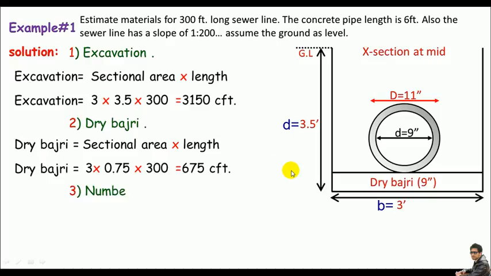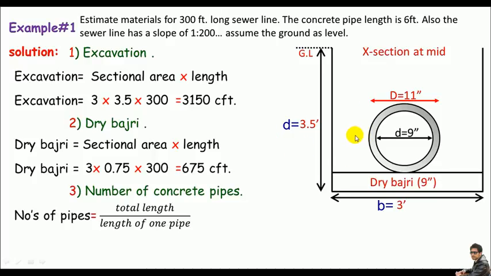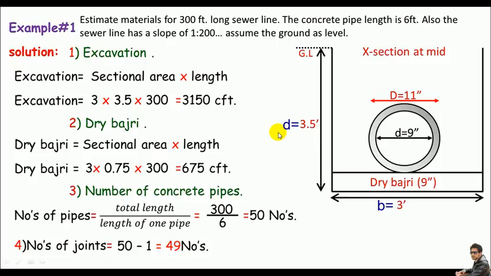Next, we need the number of pipes required for the given sewer line. The number of pipes will be the total length of the sewer line divided by the length of one sewer pipe. Plug and chug: the total length is 300 feet divided by the length of one pipe, 6 feet, giving 50 pipes. What is the number of joints? I subtract 1 from the number of pipes because we don't need any joint at the end of the sewer line. So 50 minus 1 equals 49 joints.